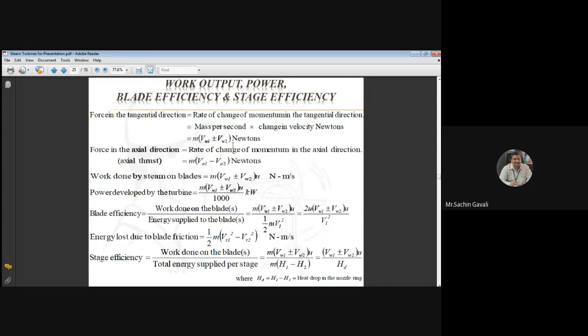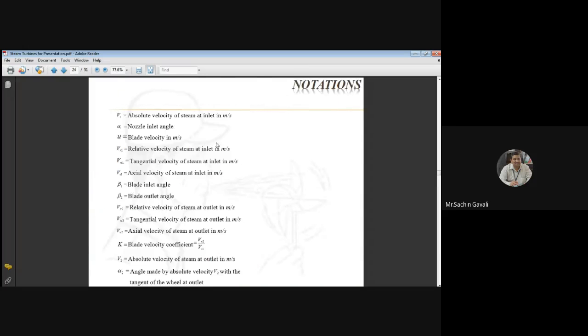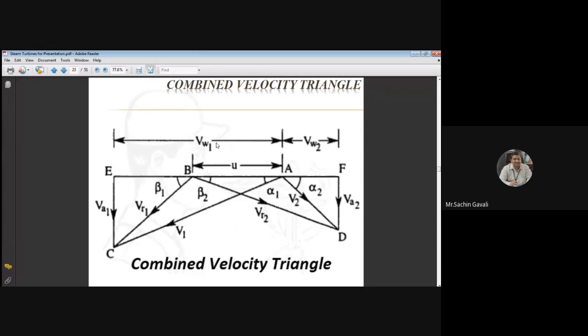Okay. Then in this case, if you see the diagram, Vw1 is going in the direction of V1, that is towards the left side, and Vw2 towards the right side. So in this diagram, Vw1 and Vw2 are in the opposite direction.